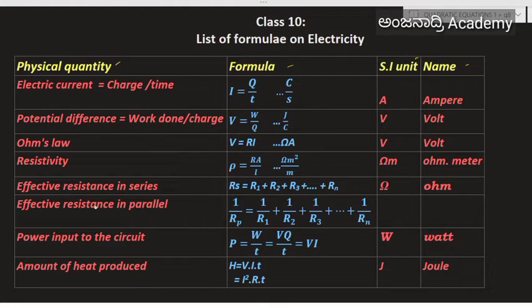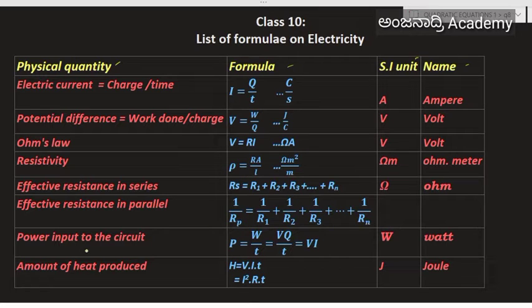Effective resistance in series, that is Rs is equal to R1 plus R2 plus R3 plus so on plus Rn. If more than one resistor is connected in series, then this is the formula we have to use, and its SI unit is ohm. For parallel, effective resistance is 1 divided by Rp is equal to 1 divided by R1 plus 1 divided by R2 plus 1 by R3 plus so on plus 1 divided by Rn.